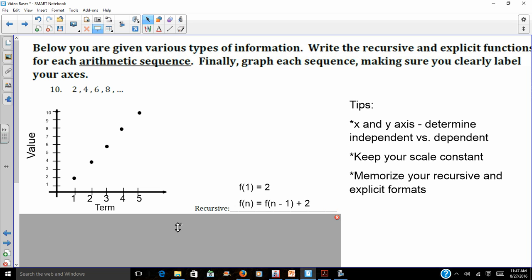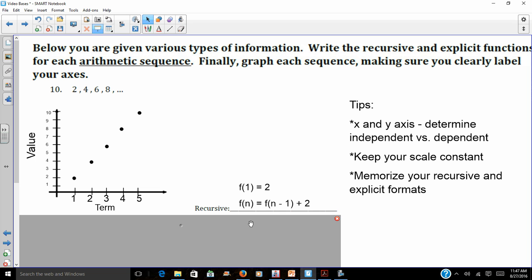Let's talk a little bit about our functions. Our recursive function here, remember, a recursive function always has 2 lines. The very first line simply tells the reader what's the first number in your sequence. That's why we use the notation f of 1, because the first term in the sequence is 2. We simply communicate that in mathematical form.